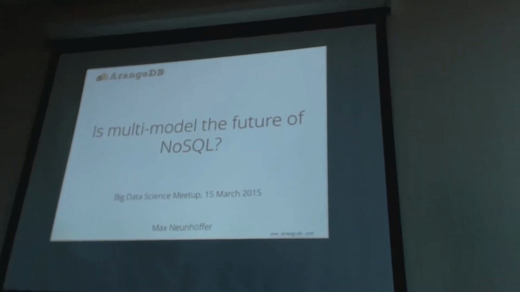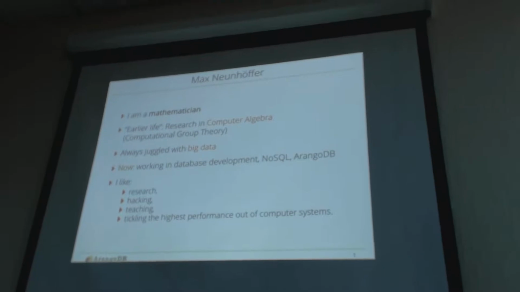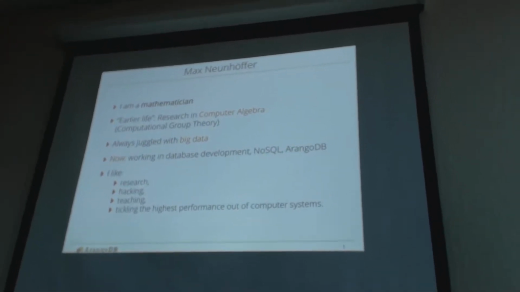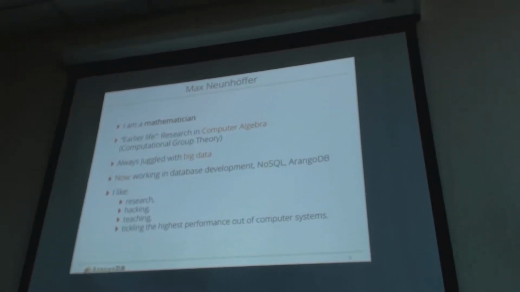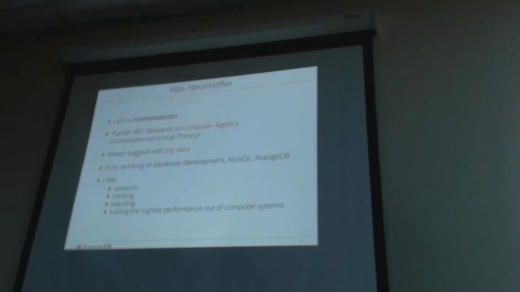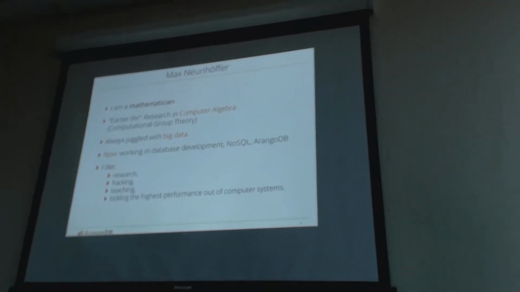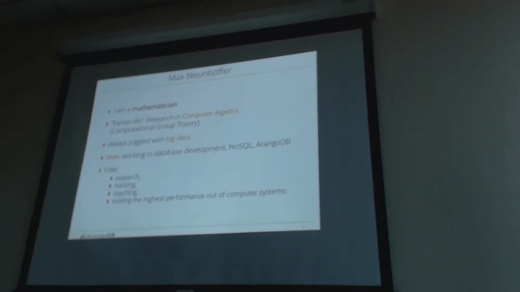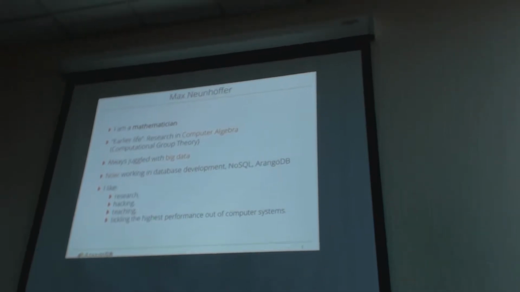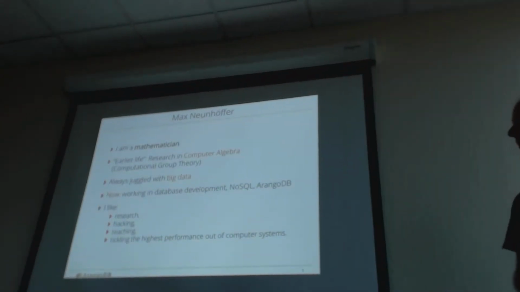And before we start, I want to say a few words about myself. So originally, I'm a mathematician, but even in my earlier life in academia, I have already juggled with big data, because I was doing computational group theory, working for a computer algebra system, and so therefore I was enumerating orbits and doing lots of interesting stuff with big data. So now I'm working in database development.